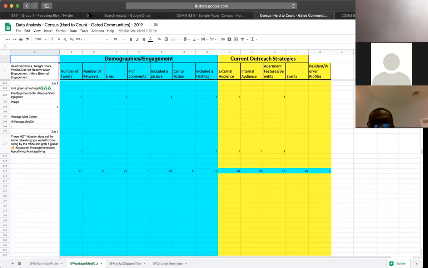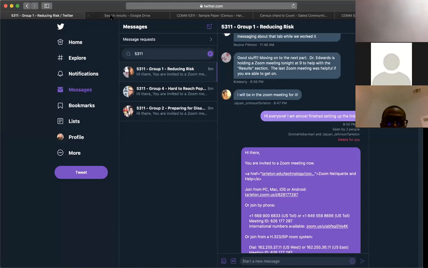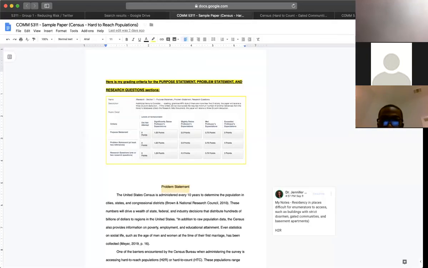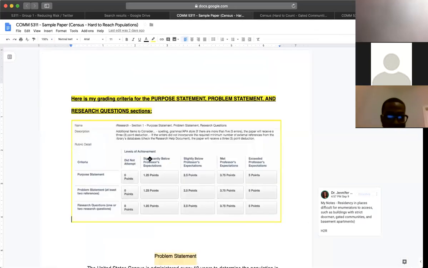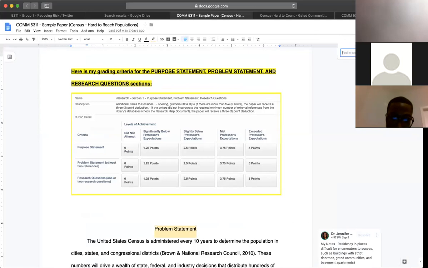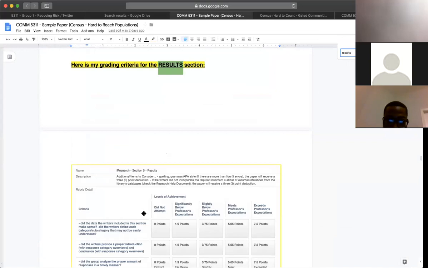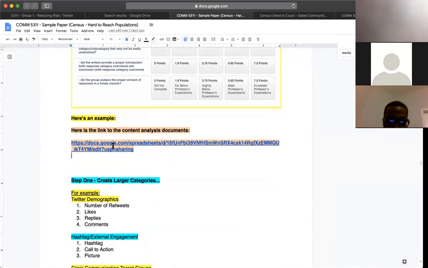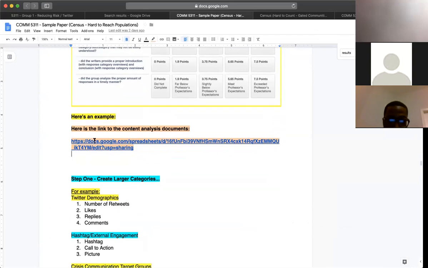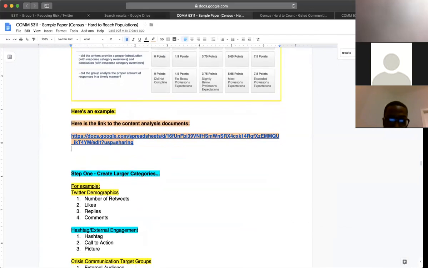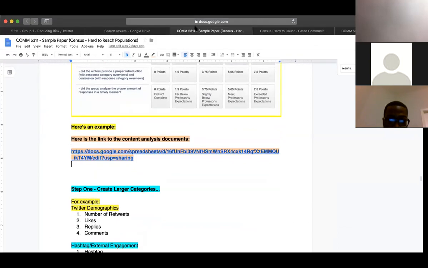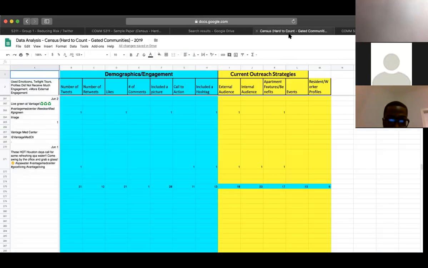So I am going to go to my Google Doc, which is right, nope, that's not it. One second. I'm getting there. There we are. This is the Google Doc, and I am going to search to the results section. Is this your paper? Yes, and that was the link to the content analysis document that we were just on. This is the sample paper.